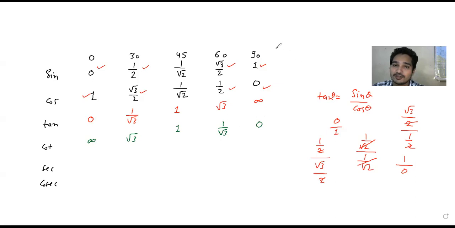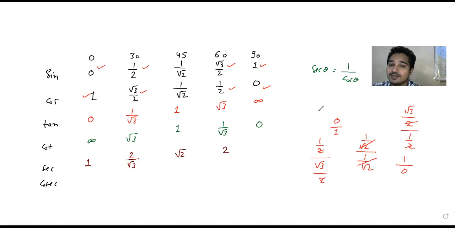Okay, so again we will write a formula for you. The formula is sec theta, and you know that sec theta is 1 upon cos theta. So you have to just reverse and you will get the value. Okay, so first you will reverse the 1, 1 reverses to 1, under root 3 by 2 reverses to 2 by under root 3, 1 by under root 2 reverses to under root 2, and 1 by 2 reverses to 2, and when you will reverse the 0, meaning 1 by 0, again you will get the undefined value.